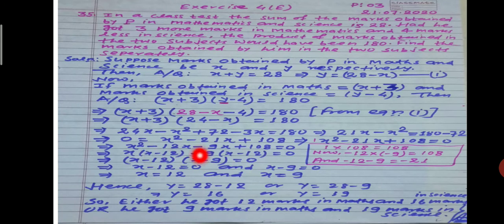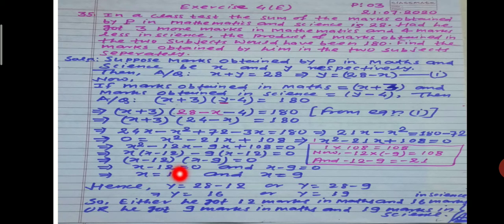Now x minus 12 is here and x minus 12 is also here, so x minus 12 is common, then x will be left here and minus 9 will be left here is equal to 0. This implies that x minus 12 is equal to 0 and x minus 9 is equal to 0. This implies that x is equal to 12 and x is equal to 9.